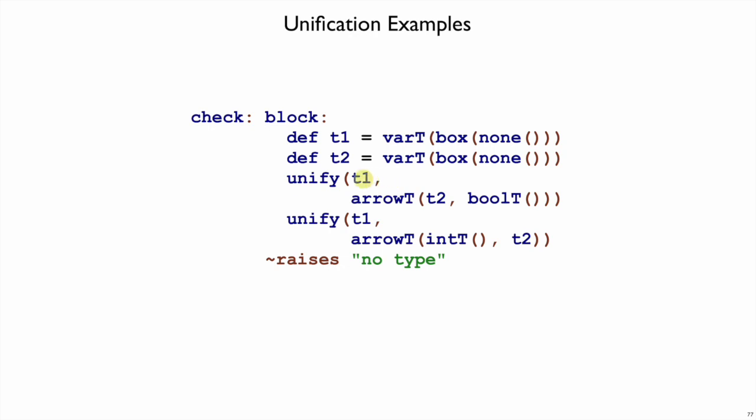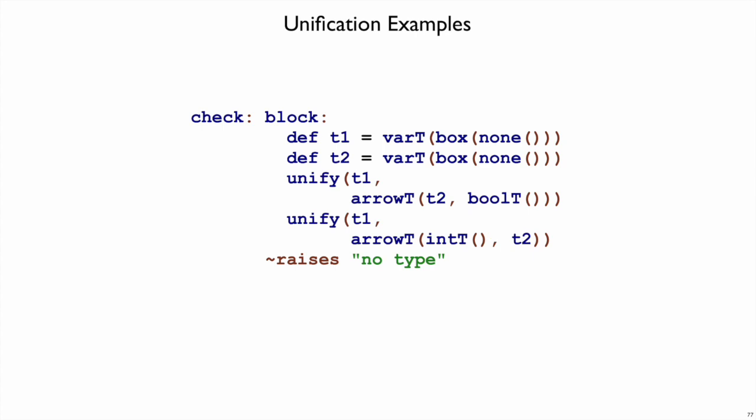One more example with arrows. So here I'm unifying t1 with t2 arrow bool t. So what we know from this is that t1 is an arrow whose result type is bool t. And then later we unify t1 with arrow, so far so good. Result type t2, well, that could be fine, except we've also said that t2 is the argument type of the arrow t1, and now we're saying that the argument type is int. So t2 cannot be both int and bool, and unify will complain at the second case here.